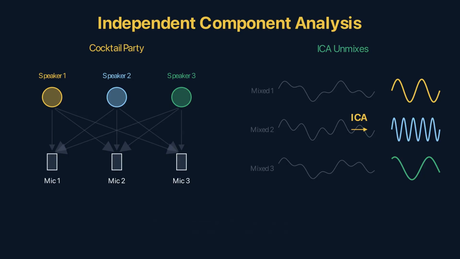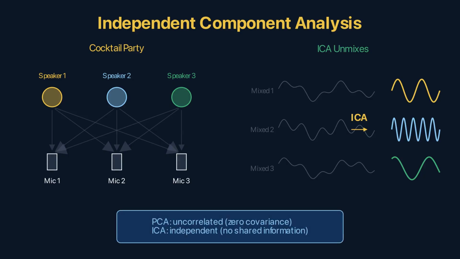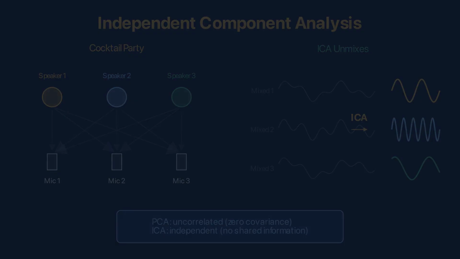In bulk RNA-seq, a sample's expression is a mix of cell types. ICA can separate the independent cell type signatures from the mixed signal, deconvolution, without single-cell data.